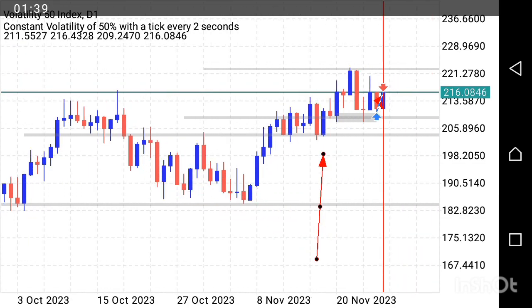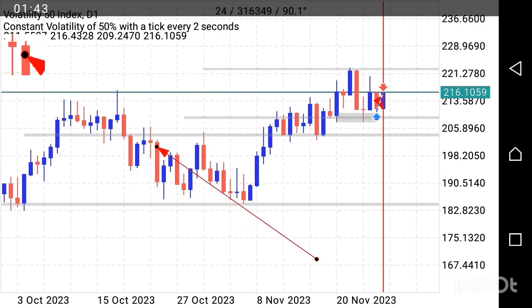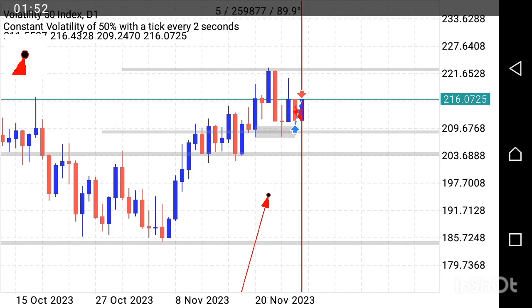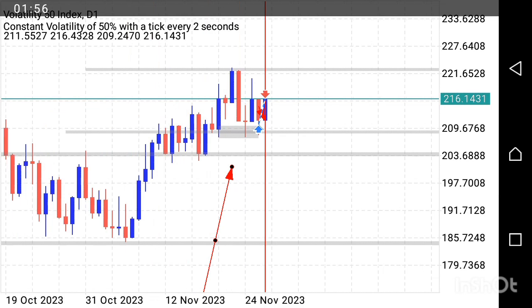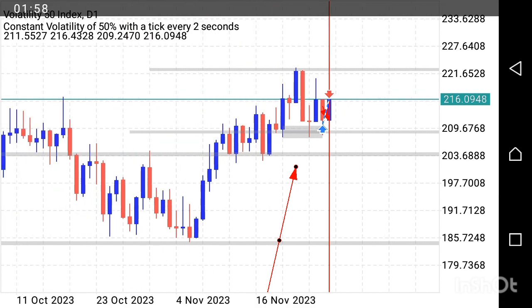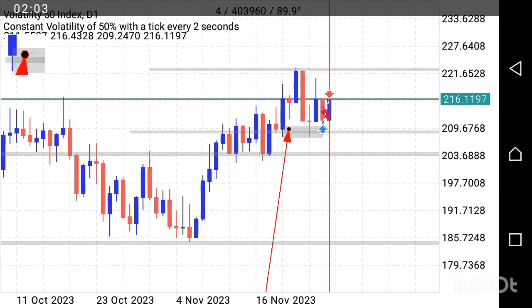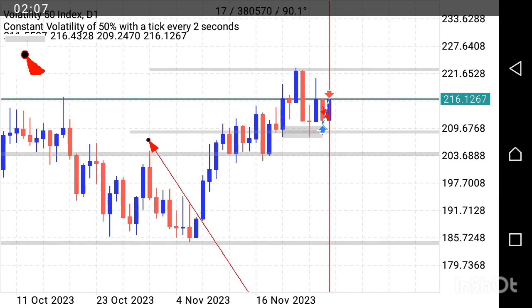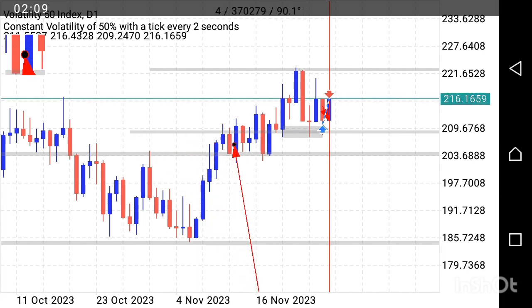Then I mark this other zone because it also served as a resistance and also as a support. You can see for yourself, the market is trying to push up, trying to break it. Now I mark out my next zone here, because whenever I see a zone that has multiple wick rejections, I always mark it out because it's a valid zone. That means the market finds it hard to break the zone.